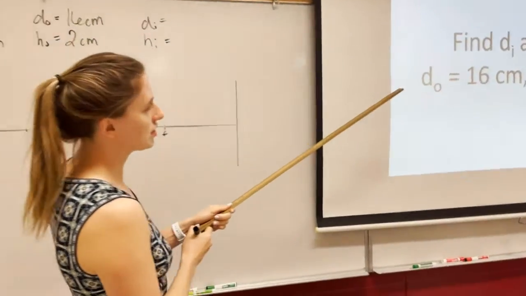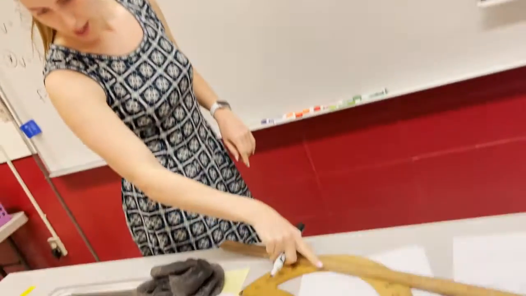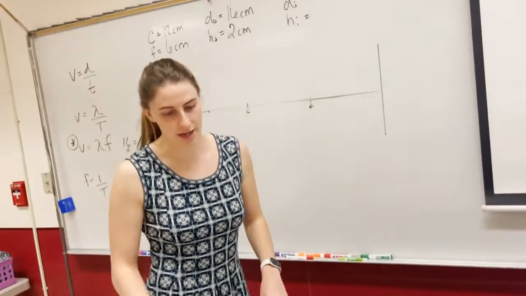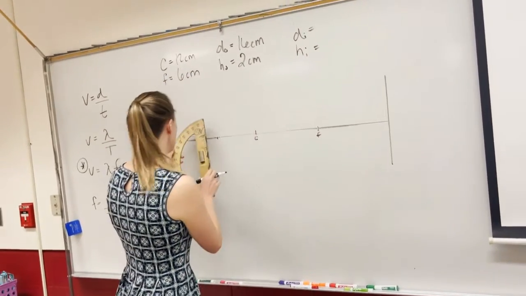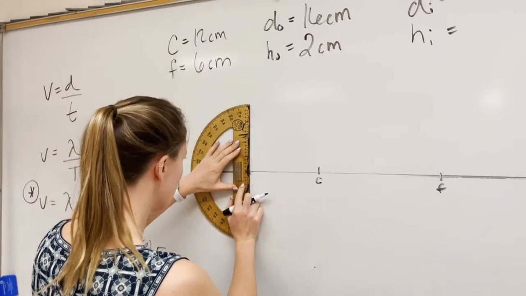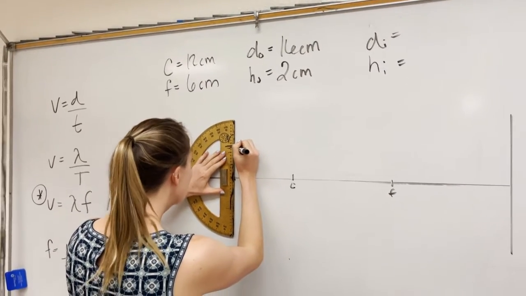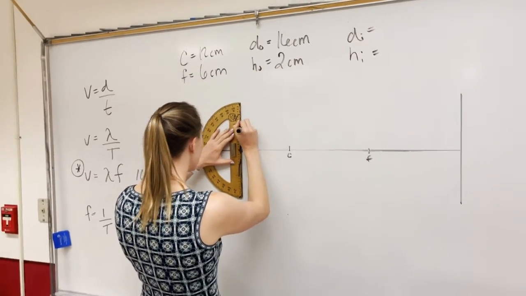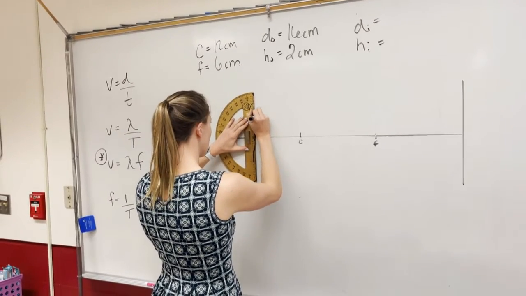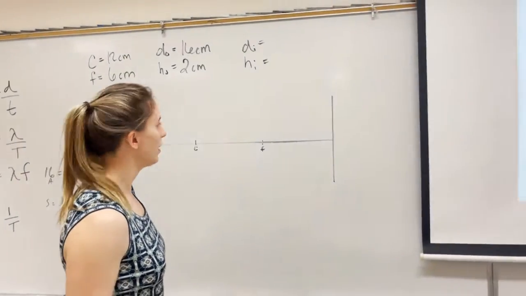So the distance of the object is 16 centimeters. I'm going to put my arrow right here, and we're going to use the same height, 2 centimeters. So you need to use your protractor. That's going to be 10. Okay, so here we go, from here to here. And you want that object to be perpendicular. If it's not, it'll affect the outcome. So there's our object.